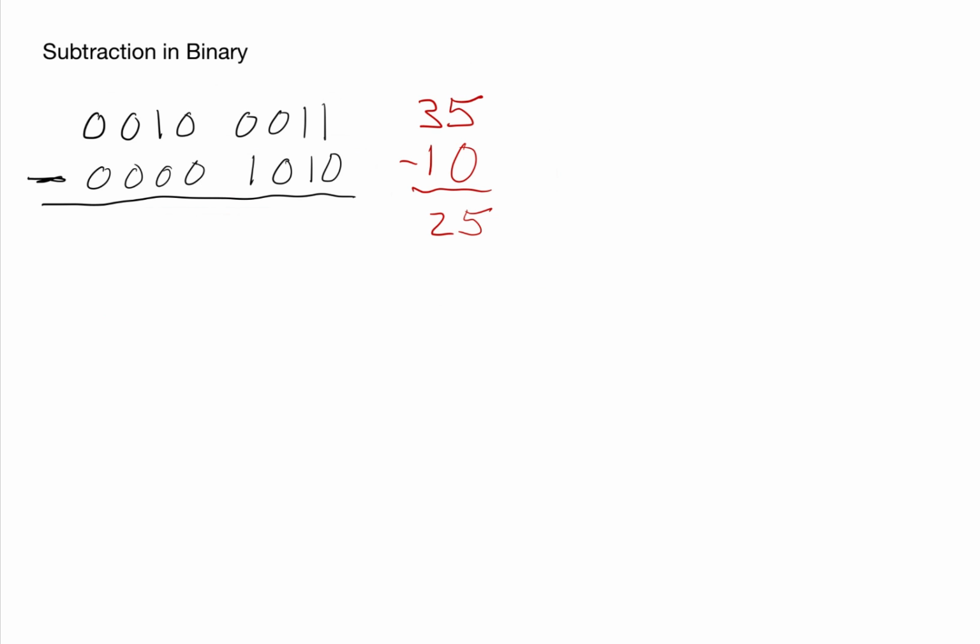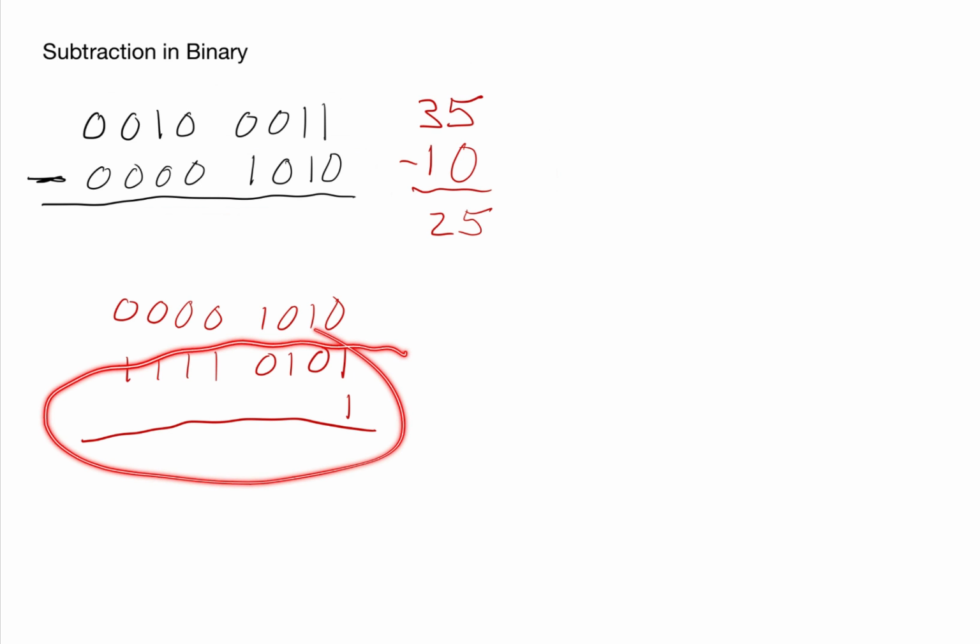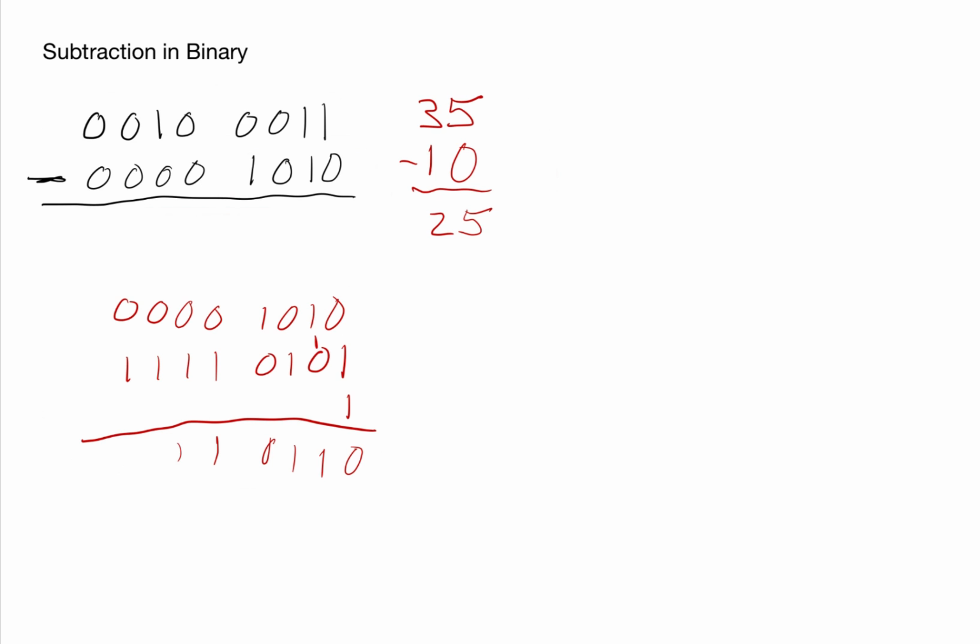So to convert this 10 into a negative number, we'll just start off with our 10, and we'll invert all the bits, and then we'll add 1 to it. And again, we're only adding these two numbers here. This is our original number. So 1 plus 1 is 0, carry the 1, 1, 1, 0, 1, 1, 1, 1. So this number right here is negative 10.